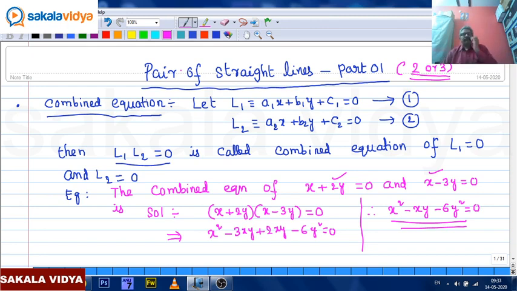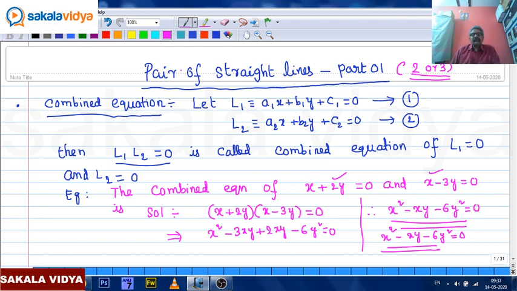Okay. So this is the combined equation of x plus 2y is equal to 0 and x minus 3y is equal to 0, given by x square minus xy minus 6y square is equal to 0. Now I can ask you one question. You need to write on the chat box. What are the separate equations of x square minus xy minus 6y square is equal to 0? Now what are the separate equations of x square minus xy minus 6y square is equal to 0? Anybody? You need to chat, right?